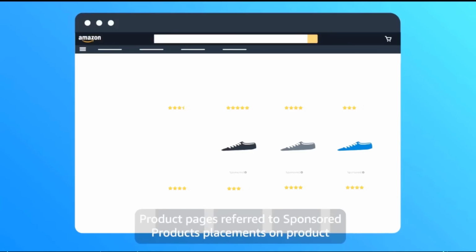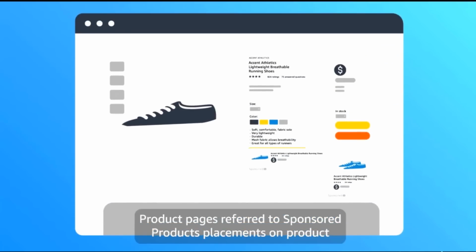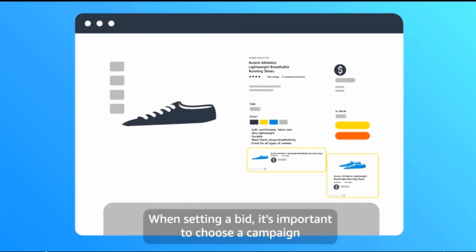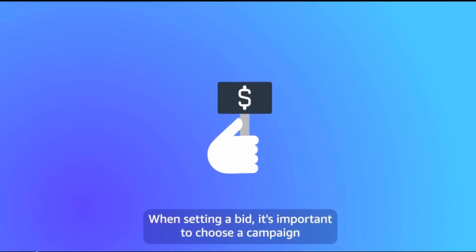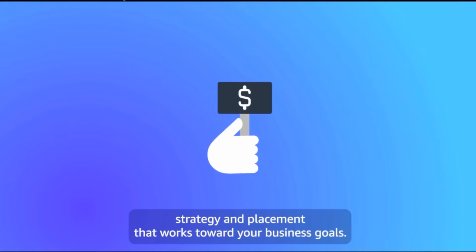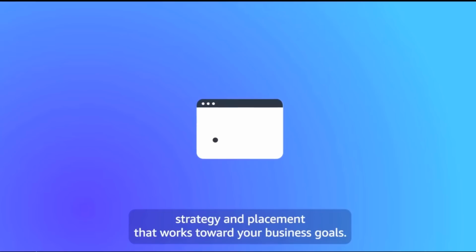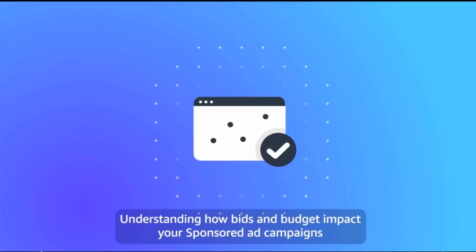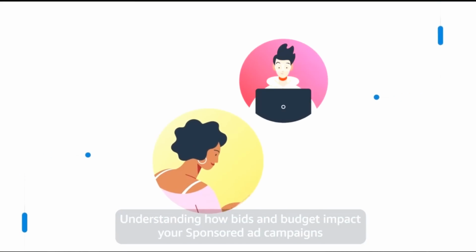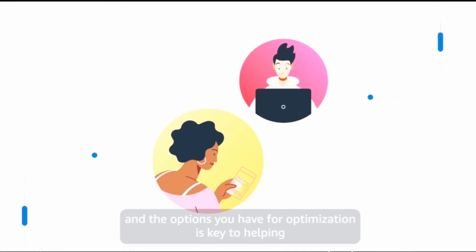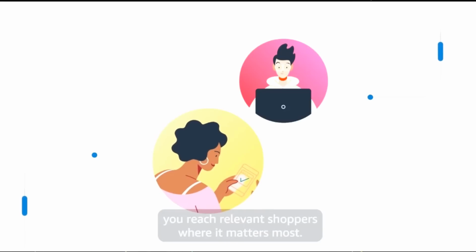Product pages refer to sponsored products placements on product detail pages. When setting a bid, it's important to choose a campaign strategy and placement that works toward your business goals. Understanding how bids and budget impact your sponsored ad campaigns and the options you have for optimization is key to helping you reach relevant shoppers where it matters most.